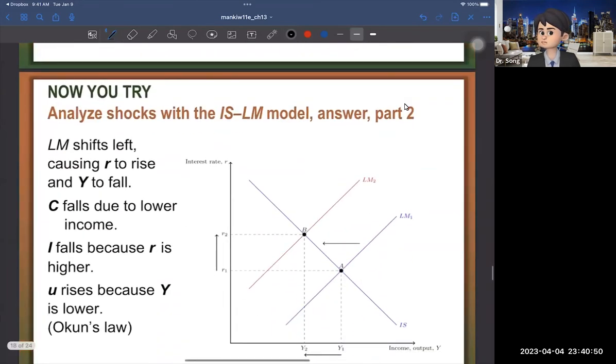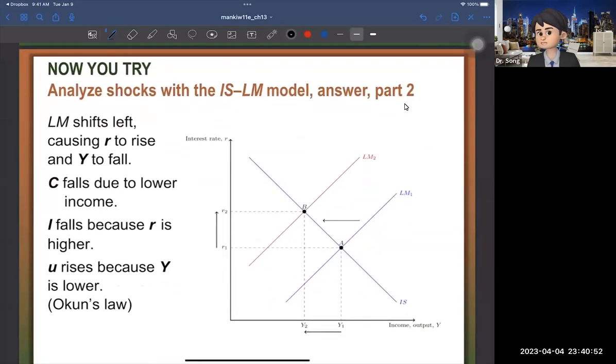Now let's go to the next page. So second example, when people want to use more cash than before, then what happened? The LM curve shifts to the left, because the money demand is increased, then the interest rate is increased, right? So in this case, we have to shift this LM curve to the left. Then as a result, the interest rate goes up, output goes down. Since the output is decreased, consumption goes down. Again, consumption is a function of disposable income. Your disposable income goes down, then consumption falls. And interest rate goes up, that's why investment falls.